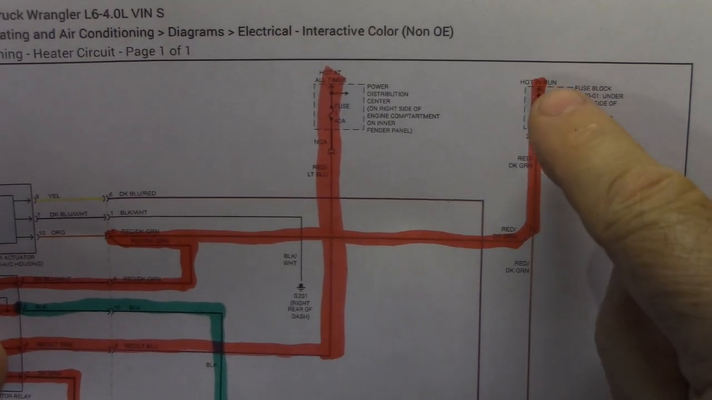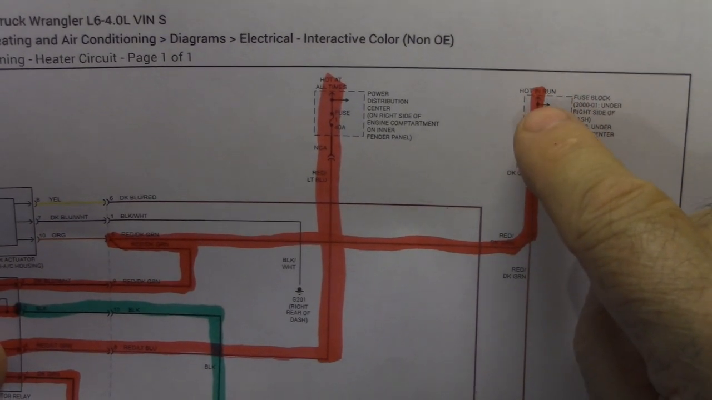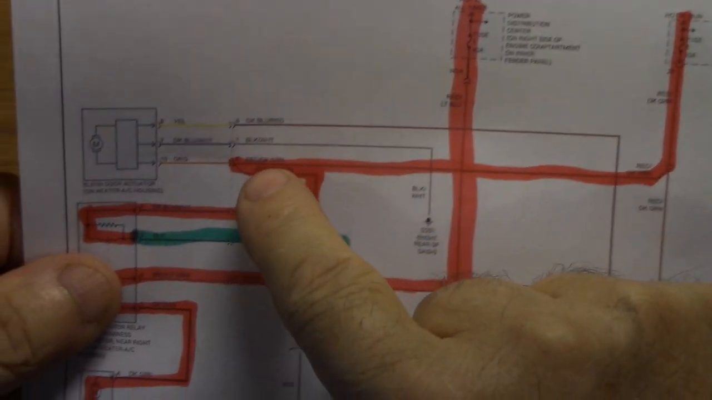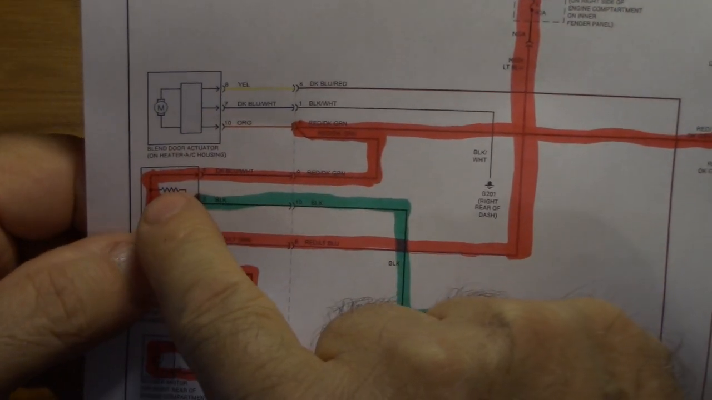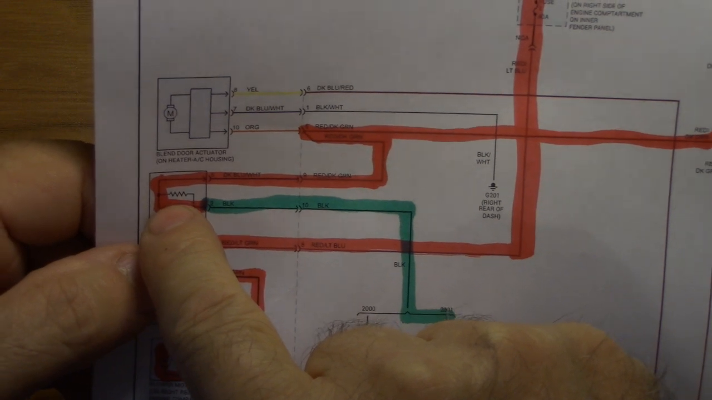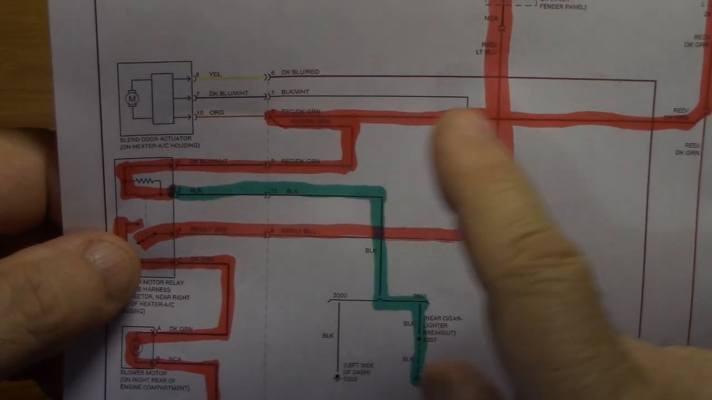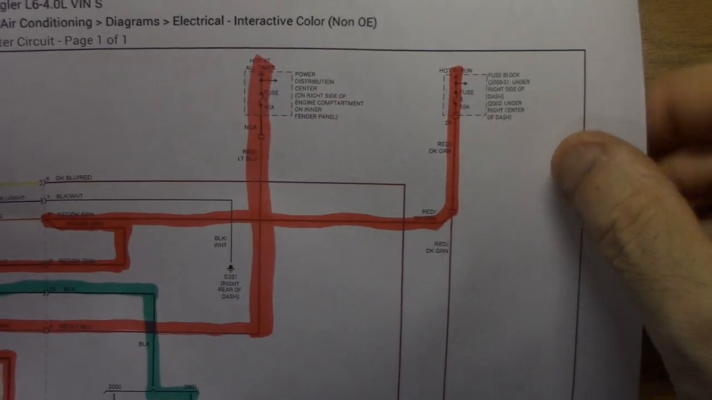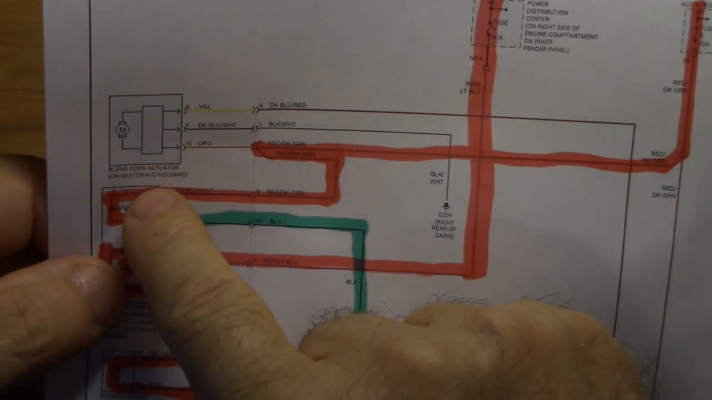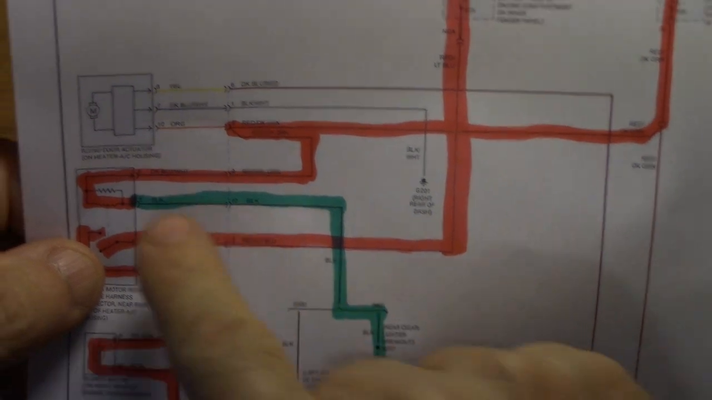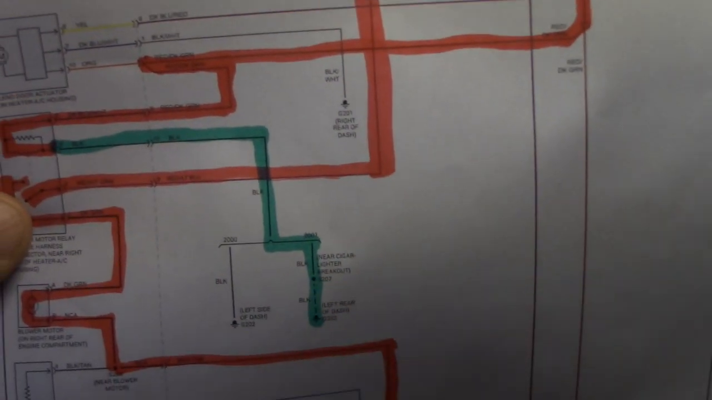So we want to make sure that when the key is on, we have a good fuse and we have power all the way to the blower motor relay, and that we have a good ground. So basically when we turn the key on, we need to have power all the way to the blower motor relay, and then you'll have a good ground.